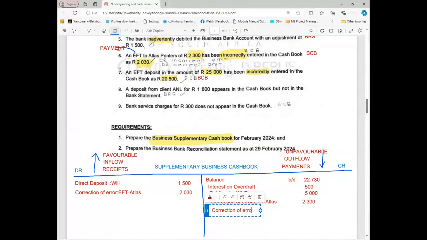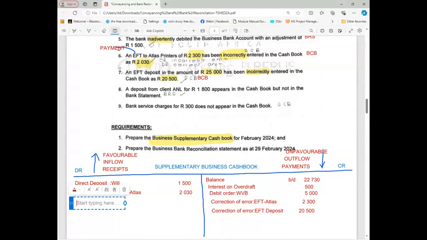I don't know if you understand me. Yes, I get it totally. We say EFT and then we put 20,500. In this way, we cancel the error. Now we do the right thing. How will I do the right thing now? We go to the debit, and then we debit the correct amount, which is 25,000.